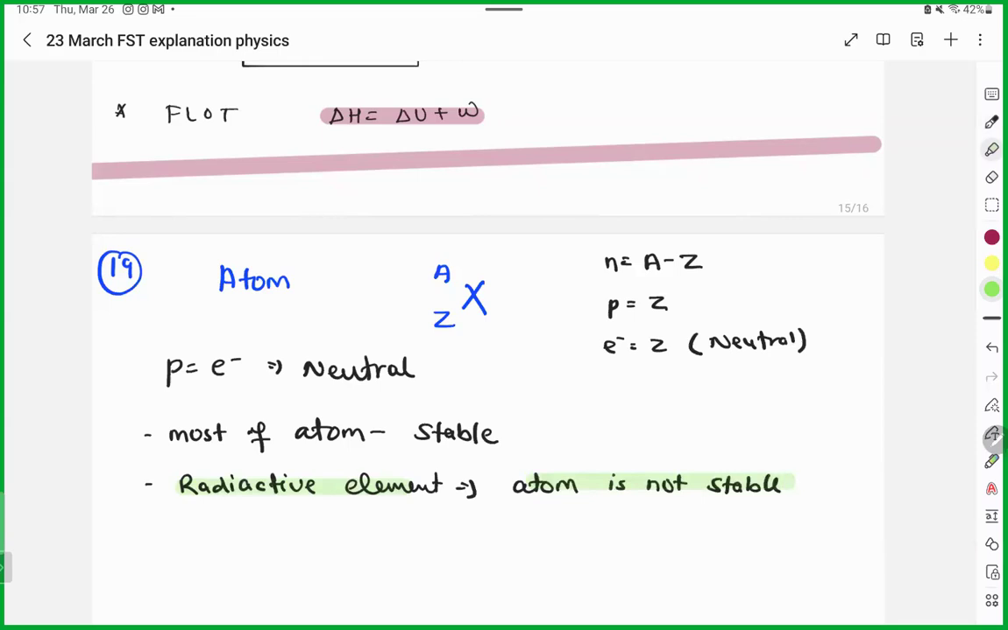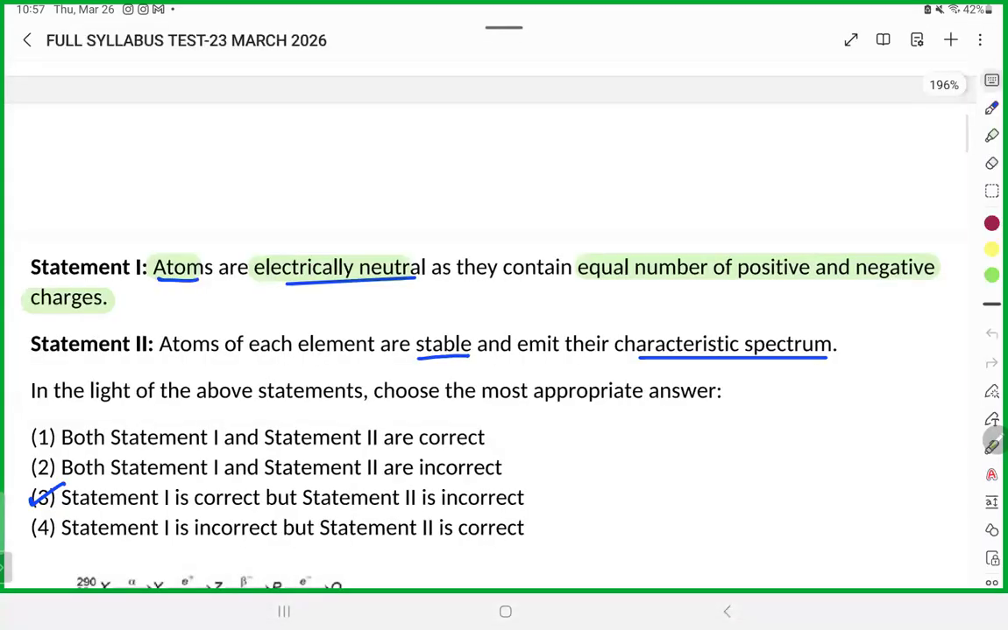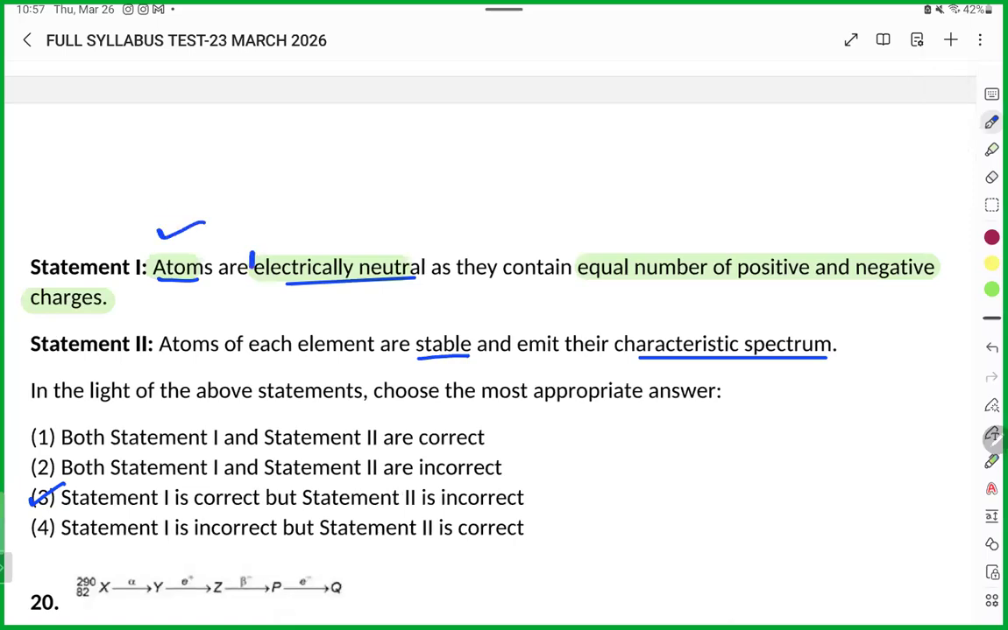If it is not stable, then second statement will be wrong. First statement correct. The atom is electrically neutral, correct. Because equal number of positive and negative charge, correct. Second, atom of each element is stable. Not each element, most of the elements. If they give the word most, तो ये correct होता. If they give most word, it would have been correct. But not every element. Example, radioactive elements are not stable. So second statement is wrong.